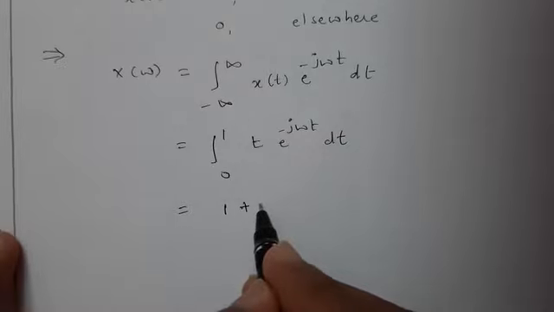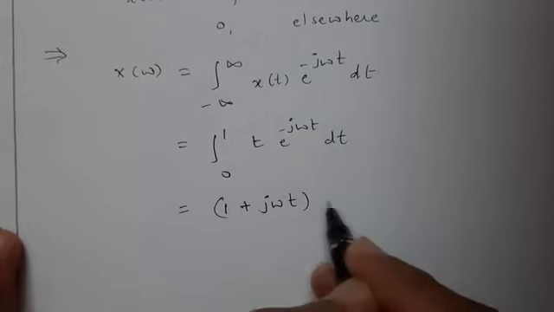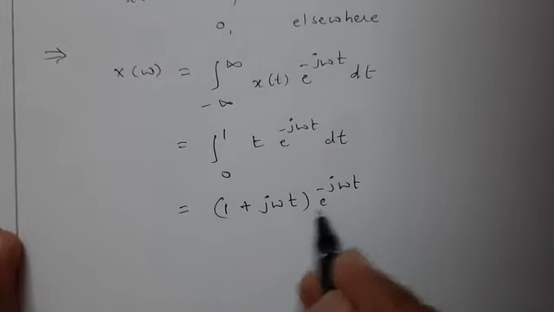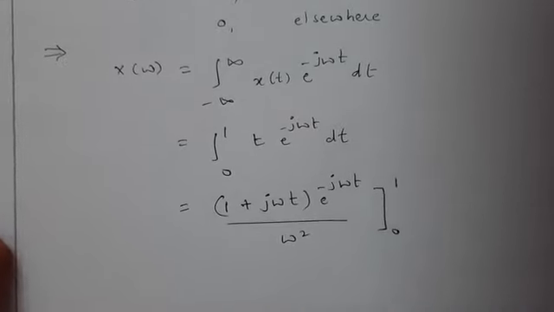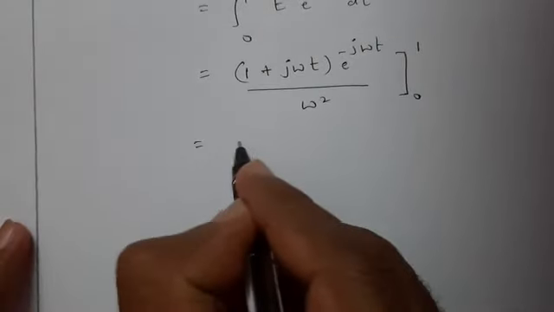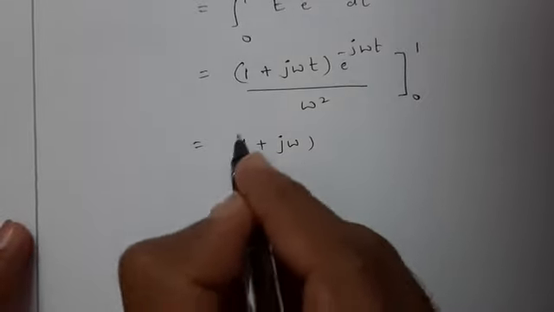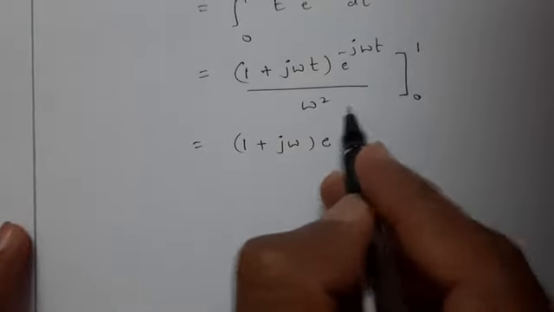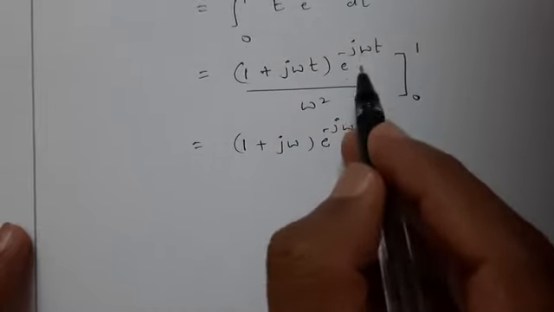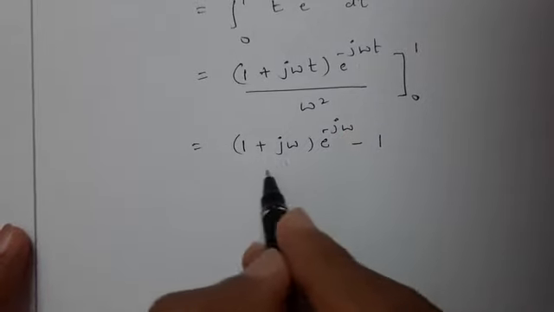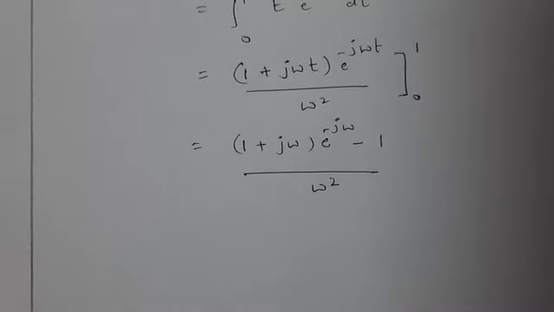1 plus j omega t into e to the power minus j omega t divided by omega square between 0 to 1. Which gives you, when you substitute the values, 1 plus j omega, t value is 1, and 0 minus j omega, this t value is 0, e to the power 0 is 1. So minus 1 divided by omega square. This is your final answer.